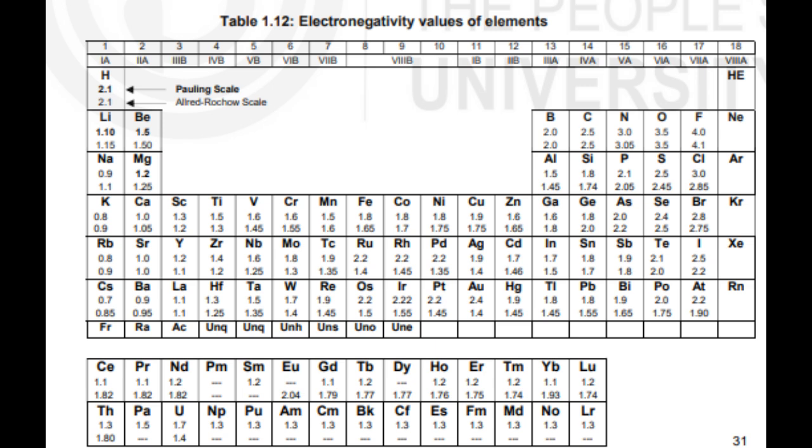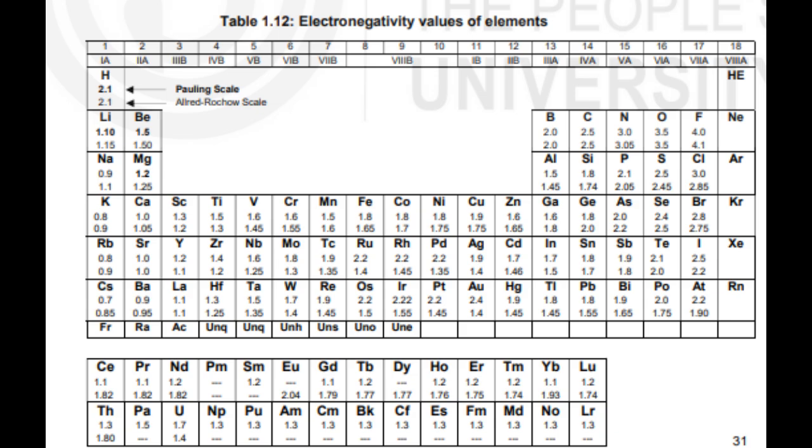The electronegativity values on Mulliken's scale are about 2.8 times those of Pauling's values. The trends in the variation of electronegativities are, however, the same. Table 1.12, Electronegativity values of elements.